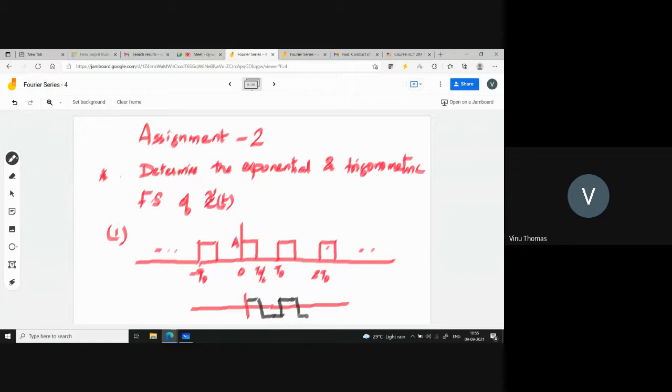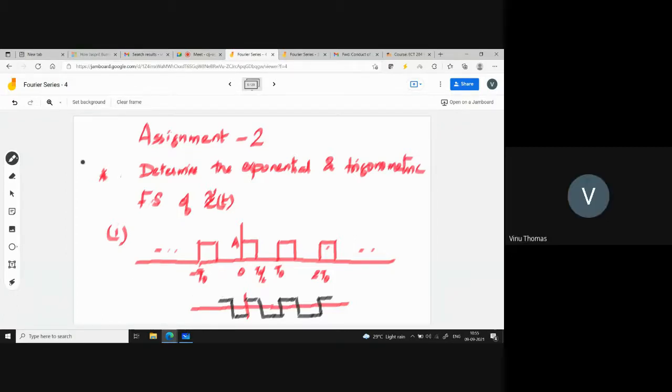Now, what is its amplitude, Joel? If I subtract A by 2 from this, what is the amplitude? This amplitude is A. Okay.